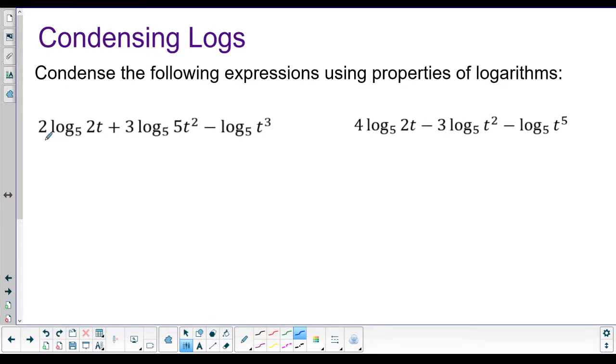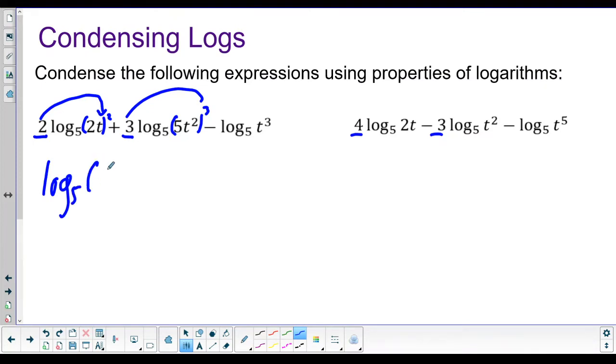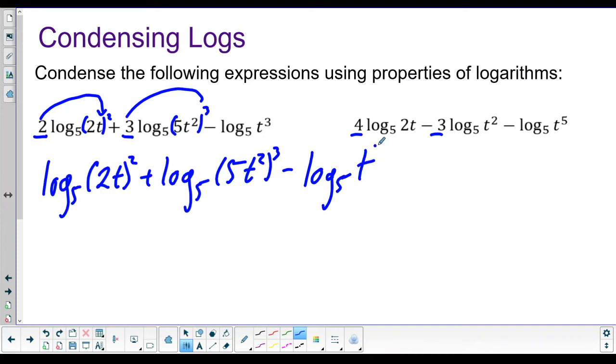The first thing you want to start with is getting rid of all of these coefficients by turning them into exponents. So this 2 is going to go there and square that whole thing. This 3 is going to come here and cube that whole thing, and I'll work on that with you. And then this one doesn't have a coefficient, so let's not trip. So this will be log base 5 of 2t squared plus log base 5 of 5t squared to the third minus log base 5 of t cubed.